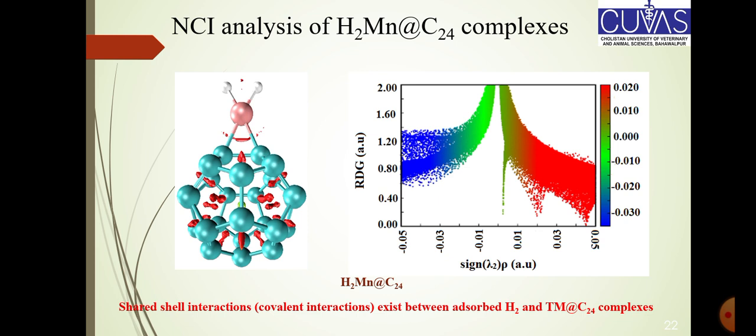So, the absence of spikes at low density gradient reveals that the interactions between the hydrogen and metal, and metal and carbon, in the hydrogen doped C24 complexes are covalent in nature, which is perfect for the catalysis reaction.